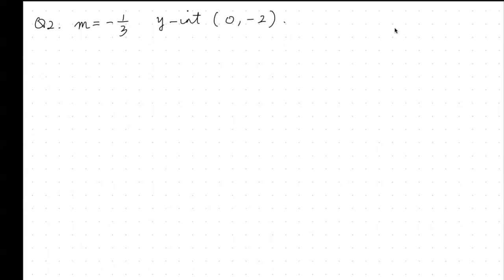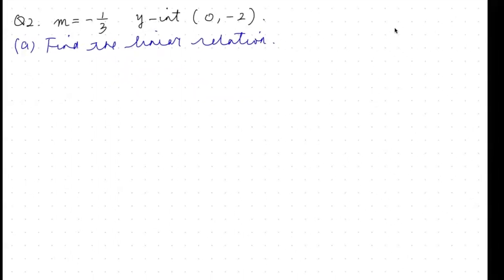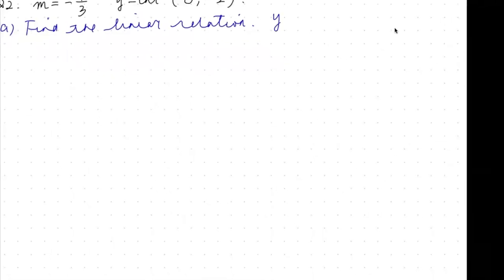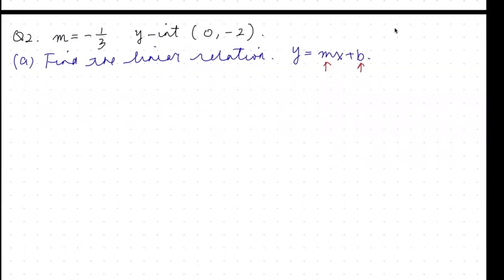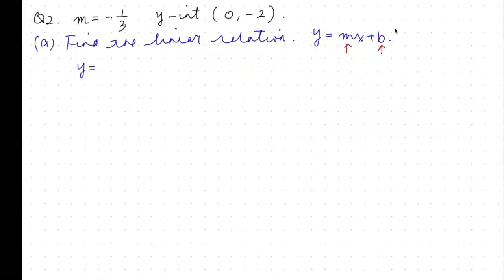So first of all, let's find the expression of this straight line. Part A of the question says, find the linear relation. Easy. We know that the slope-intercept form looks like y = mx + b, right? These two pieces of information are both given, so the answer is handed to you already. We have m = -1/3 and b = -2. So the answer is y = -1/3 x + (-2), which is equal to y = -1/3 x - 2. That's your answer.